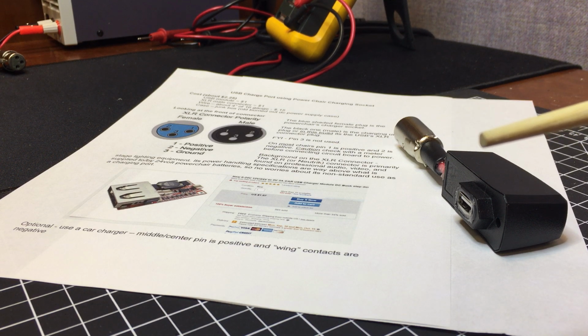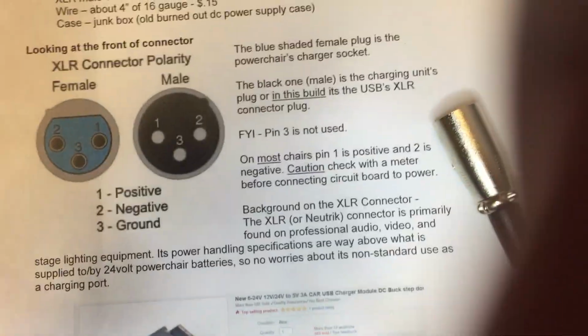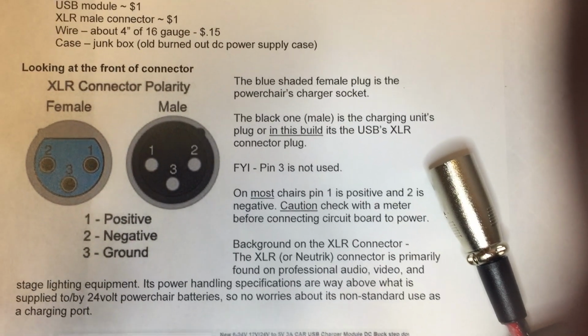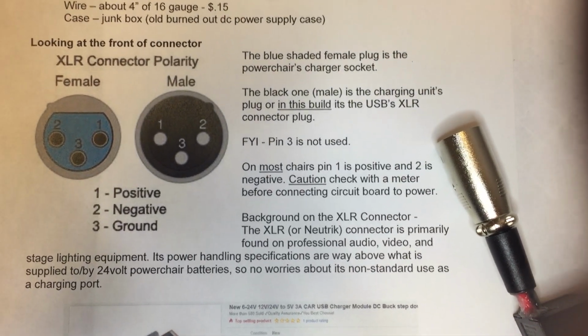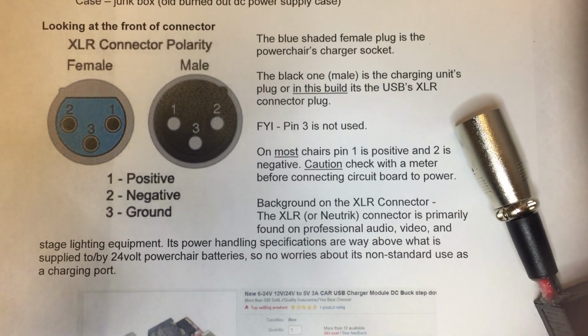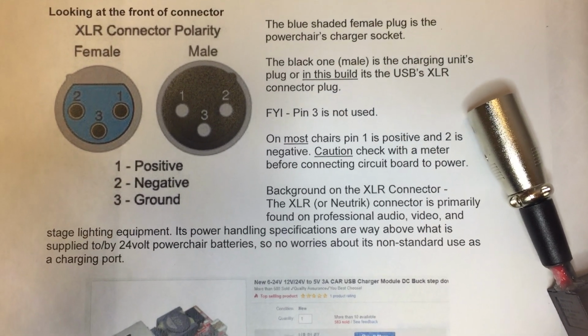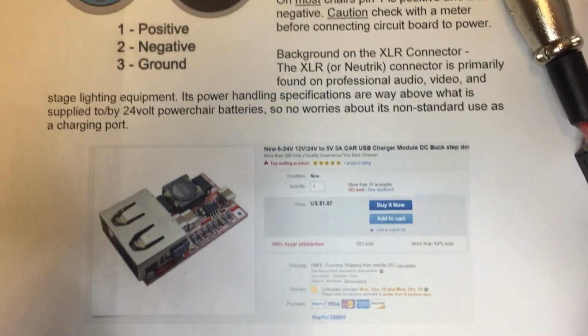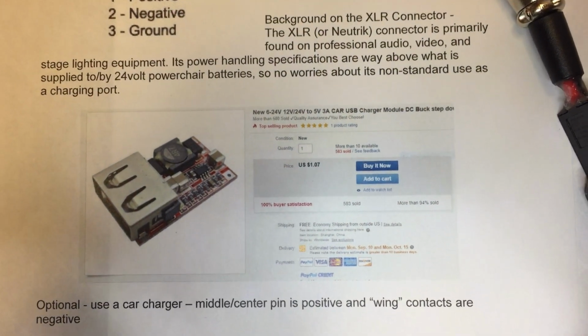It's pretty straightforward. But anyway, as far as the connectors, I'm going to just give you the sheet. I'll try to put it in the notes too. Those are the pinouts. The male is what you'll be using on the USB side, and the female is what's on the power chair. As you can see, there are many of these on eBay.